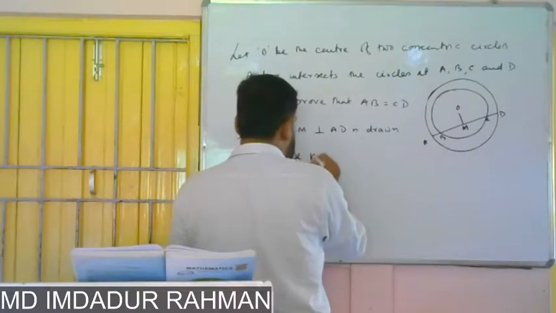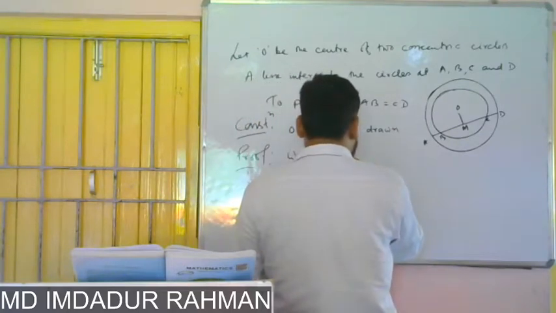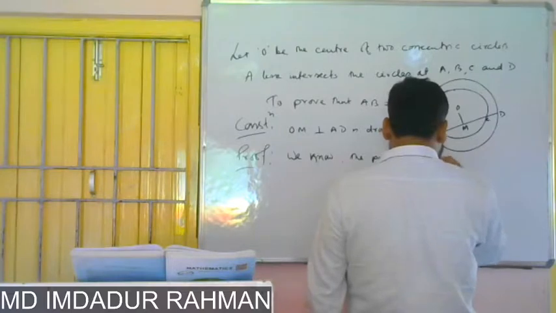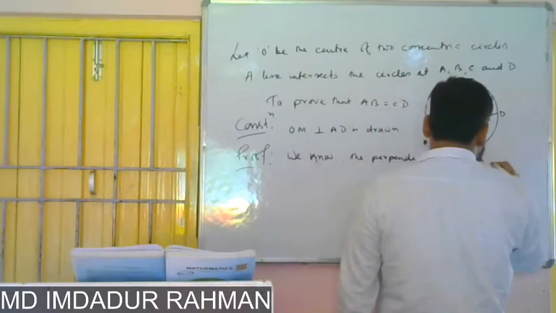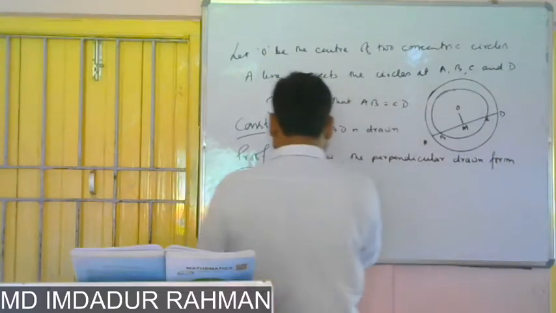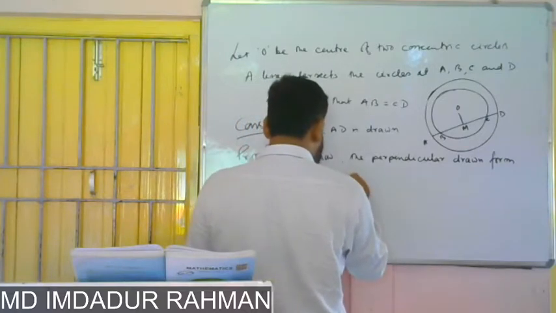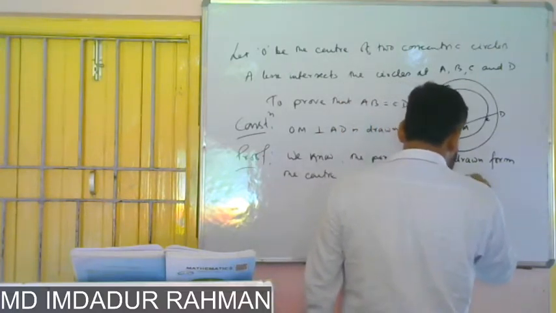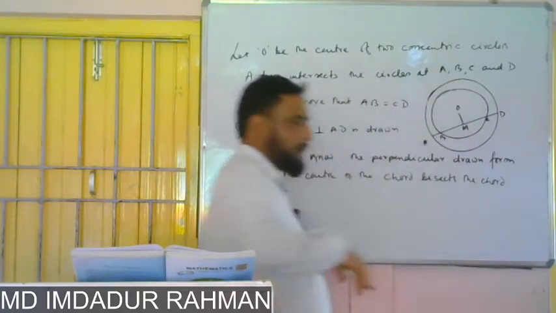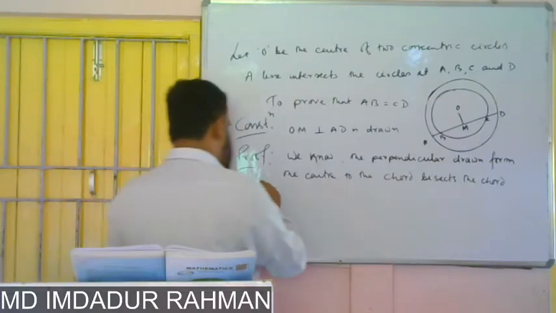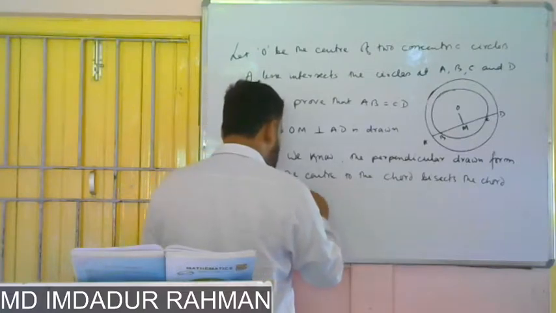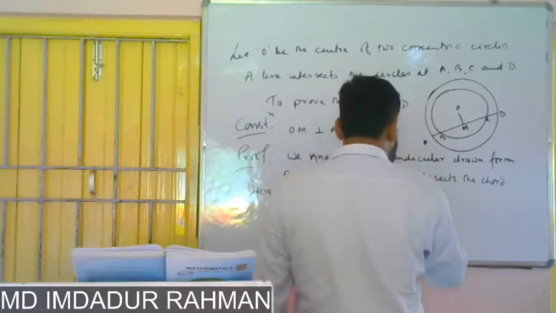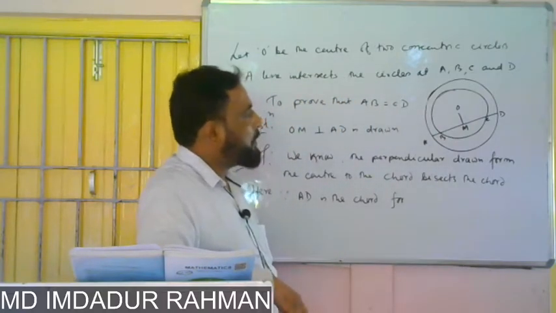We know the perpendicular drawn from the center to the chord bisects the chord. Okay. Here since AD is the chord for the larger circle. Here there are two concentric circles. Out of them, one is larger and one is smaller.